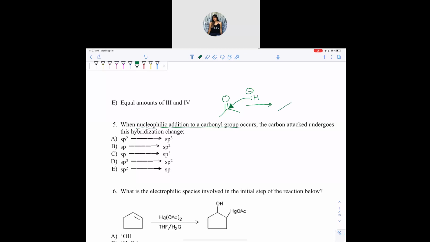And we know that we're going to end up with an alcohol and a hydrogen, right? So this carbonyl carbon went from sp2 to sp3. And that is going to be the answer for this kind of question.